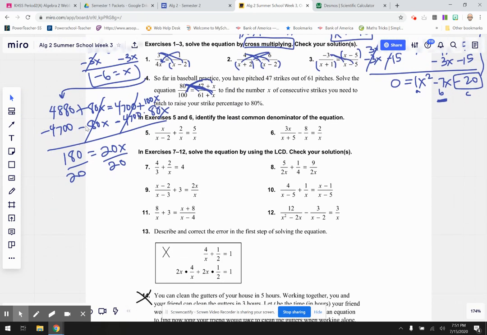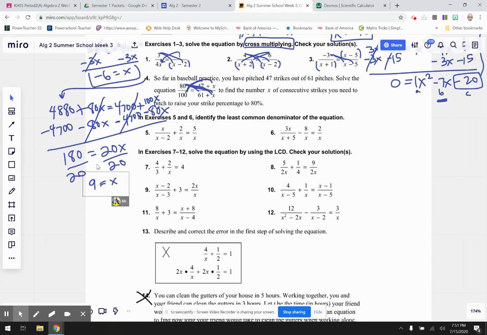So I subtracted the 80x on both sides. And then I subtracted the 4,700 on both sides. Canceled out the 80x's, canceled out the 4,700s. These two combined gave me the 20x. These two subtracted gave me 180, and I divided, you're going to get 9. So you would need to throw 9 strikes in a row to move your percentage up to 80%.